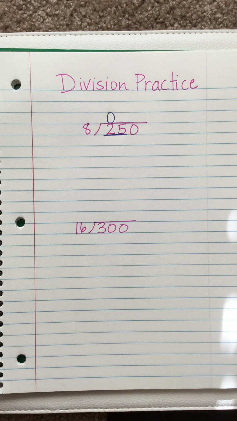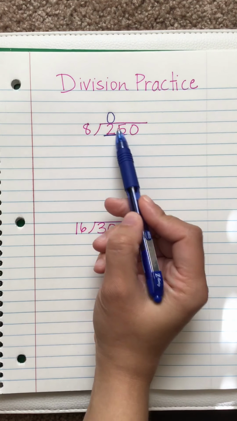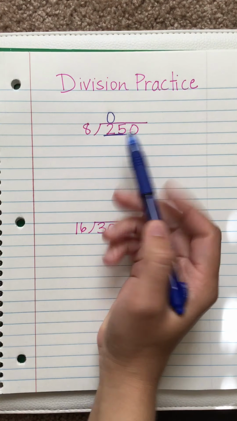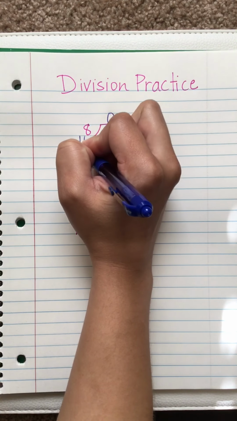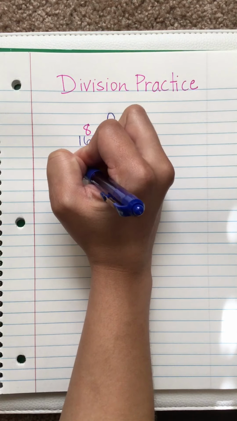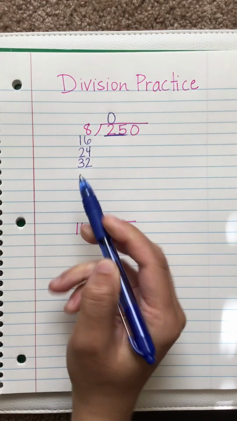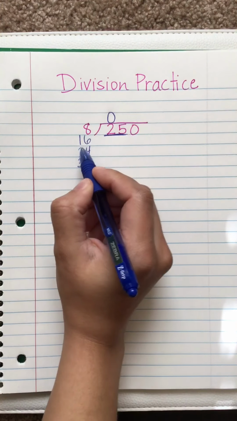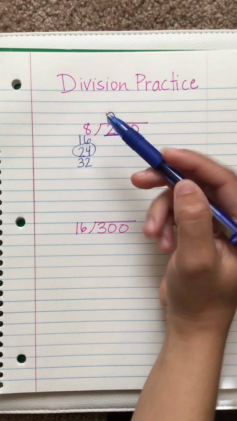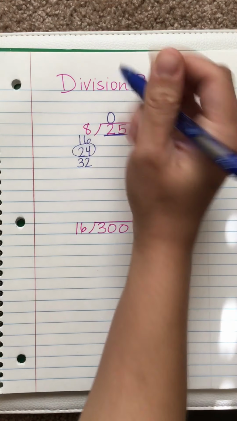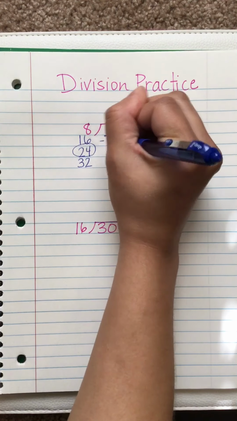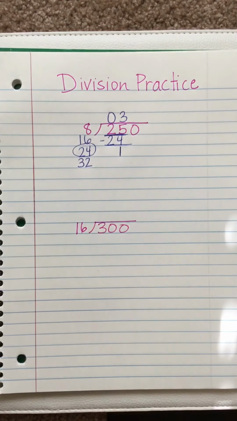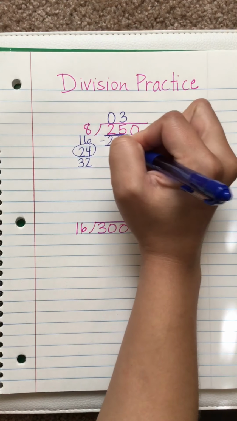So now I need to write out some multiples of 8 until I get to 25 or close to it. So I have 8, 16, 24, 32. Yeah, 32 is too much, so I'm going to use 24. And that is the 1, 2, 3, third multiple. 3 goes on top. I'm left with 1. Bring down your next number.